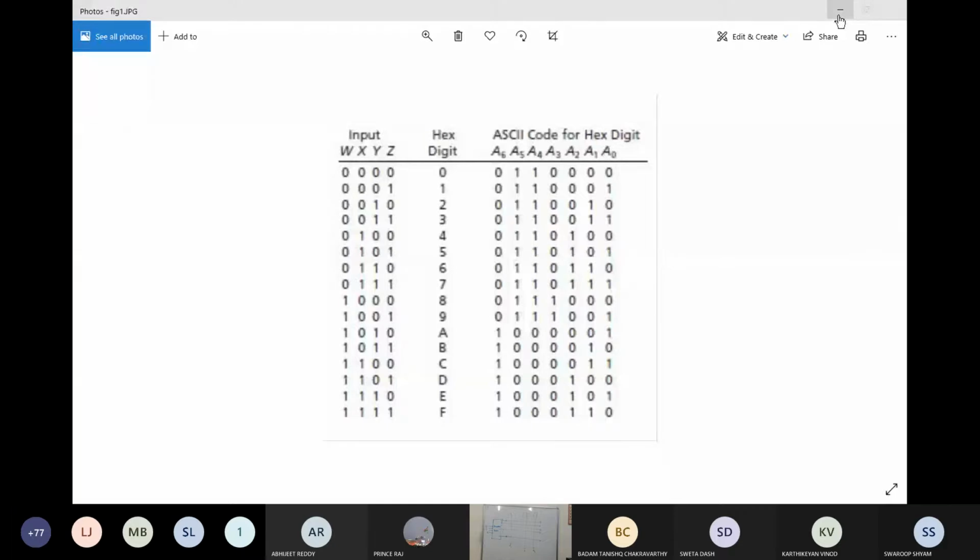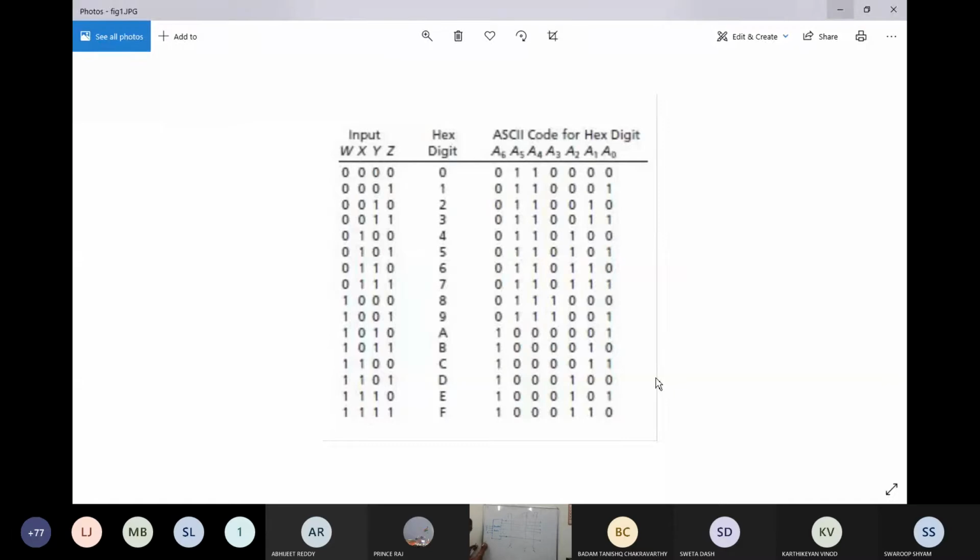What are the terms that contribute for A1, A2, A3, everything? So we will try to jot it down. Then afterwards, we can make the switches accordingly. So now, for example, A0. Can you just help me out? For A0, what all word lines are required?